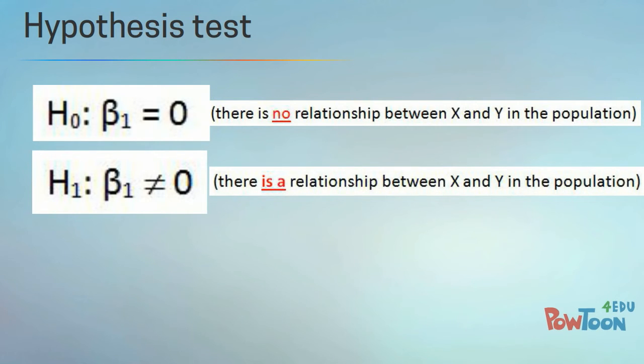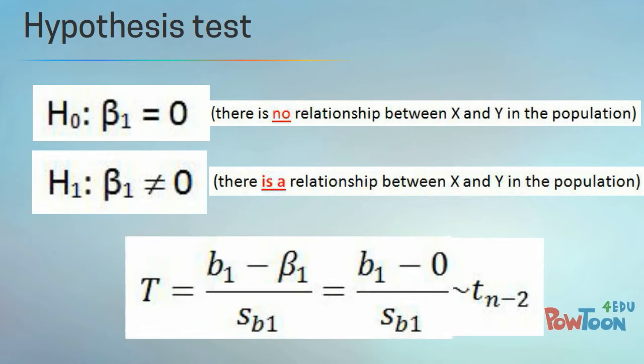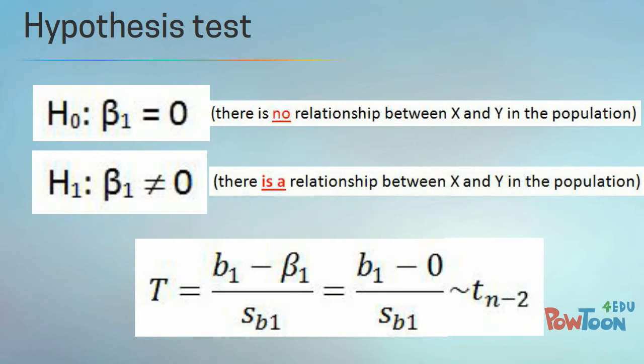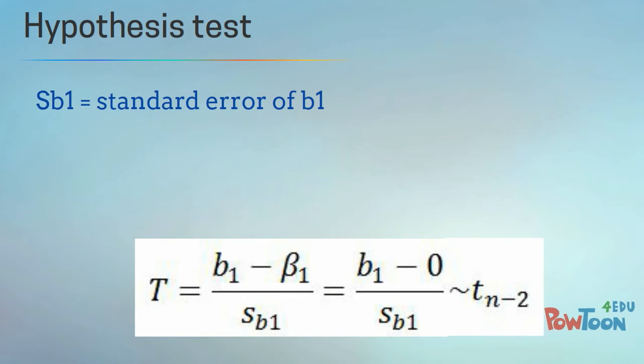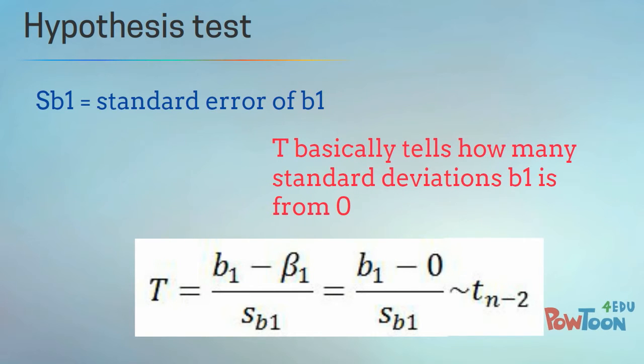The test statistic is a t with n minus 2 degrees of freedom, where n is the sample size, and t equals b1 minus beta 1 divided by sb1, or b1 minus 0 divided by sb1, where sb1 is the standard error of the slope, which is essentially a standard deviation of the estimate. Thus, the test statistic basically tells us how many standard deviations the sample slope b1 is from 0.